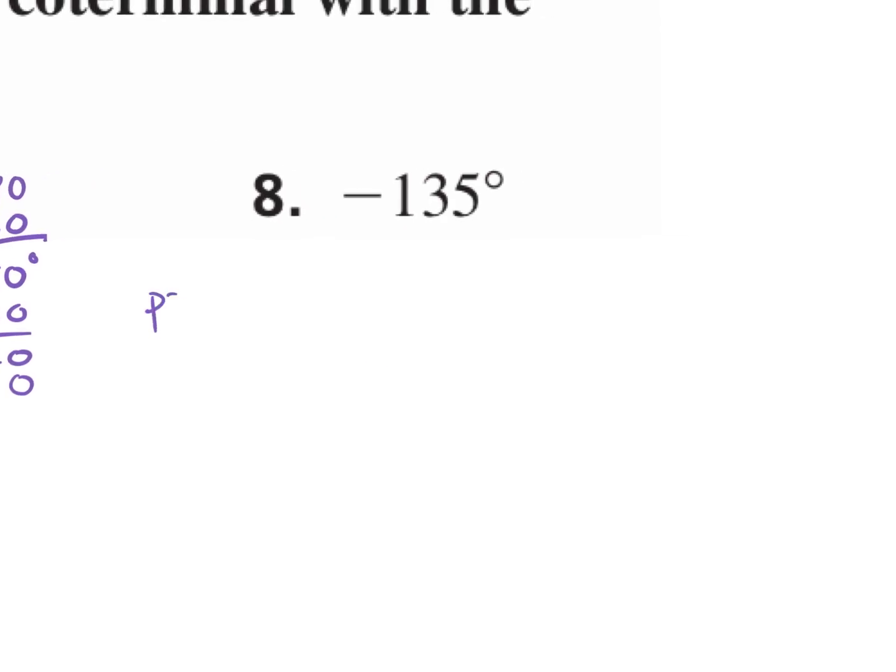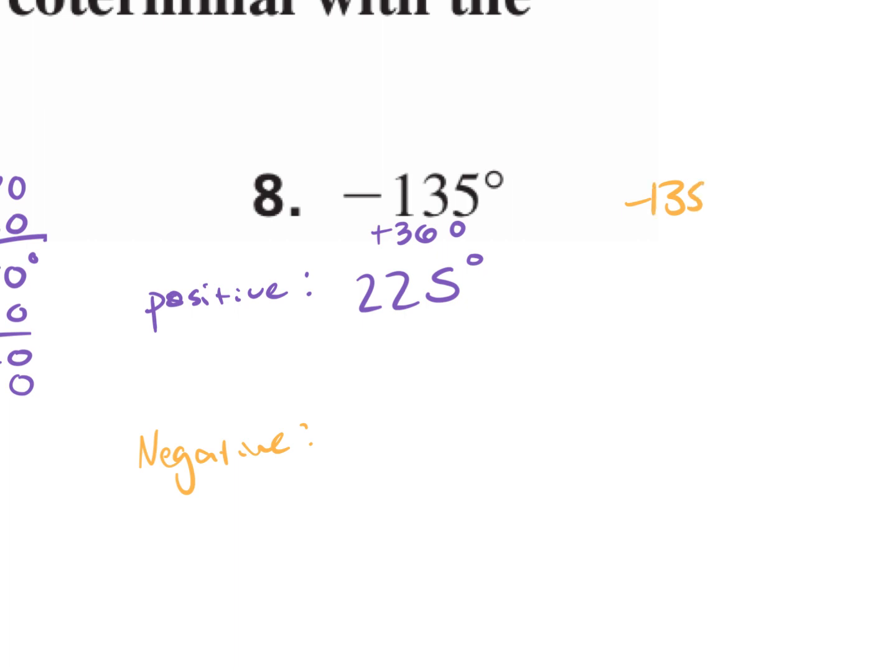So let's find a positive coterminal angle. What would I need to do to find a positive one? Add 360. What's negative 135 plus 360? 225 what? Degrees. And we also need a negative one. How do I find a negative coterminal angle? Subtract 360. So negative 135 minus 360. Negative 495. 495 what? Degrees.